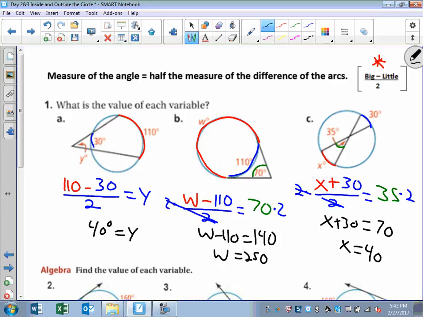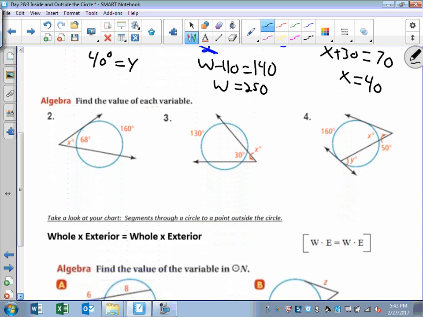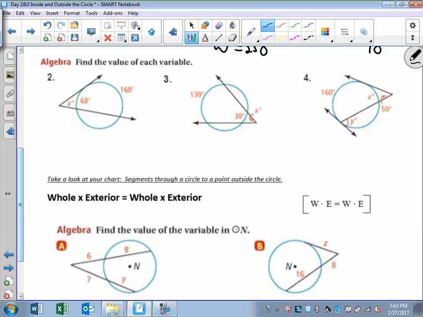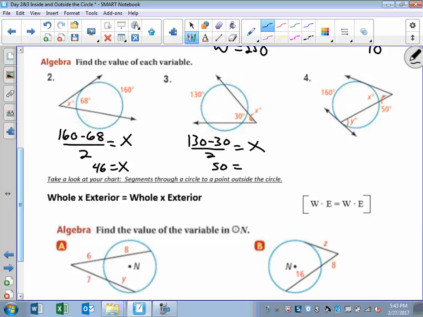We scroll down, we're going to have more of the same here. We got big minus little equals x divided by 2. So we got 160 minus 68 divided by 2 equals x. When we do all that out, you should get 46 equals x. For number 3, we got 130 minus 30 divided by 2 equals x. So when you solve all of that out, you should get 50 equals x.